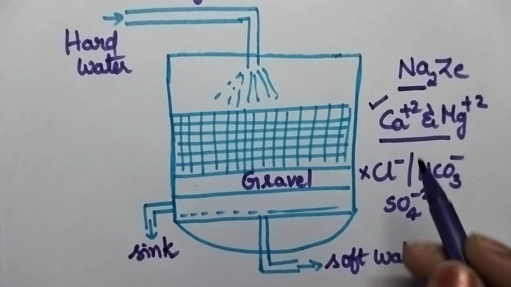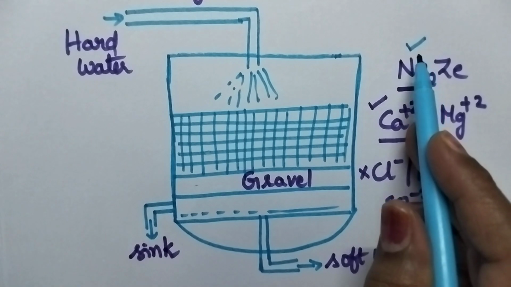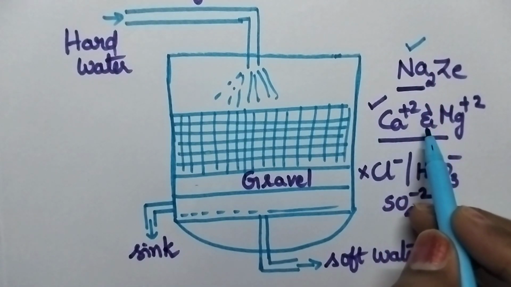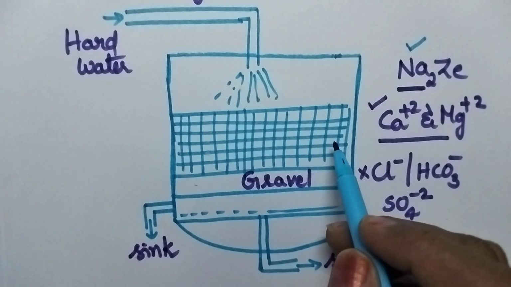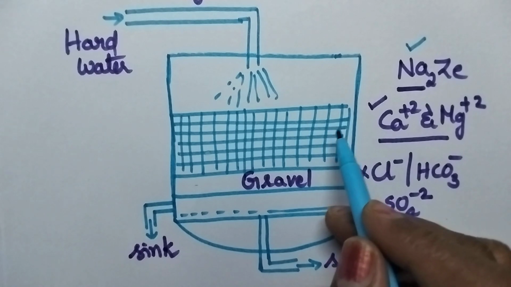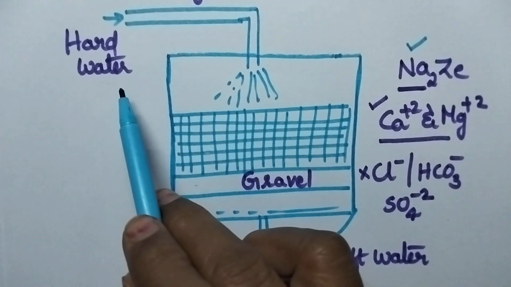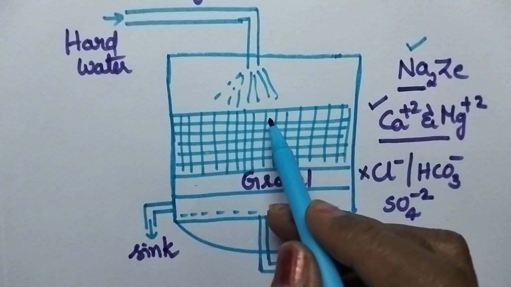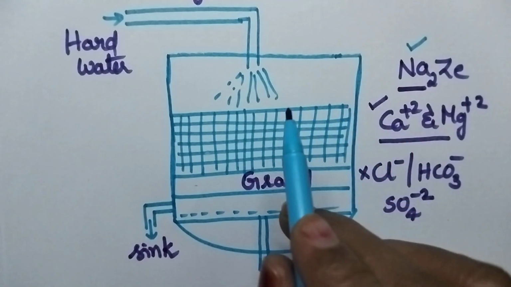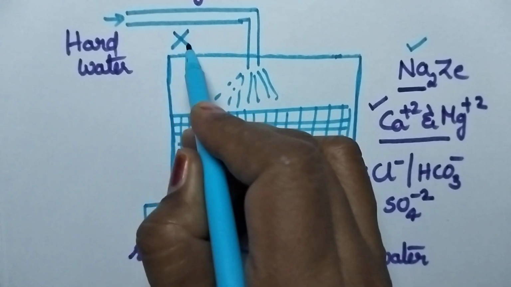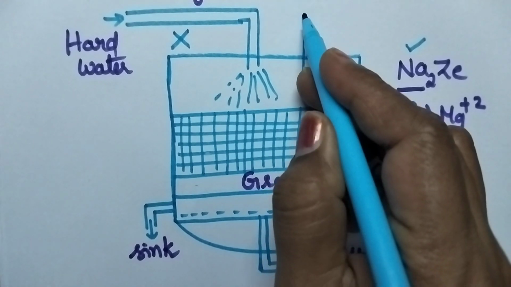After some time, if all the sodium ions present in the zeolite bed are replaced by the calcium and magnesium ions, then the zeolite bed is called an exhausted zeolite bed. It will not contain any sodium ions. At this moment, when hard water is passed, it is incapable of removing hardness producing cations from the water. So stop the passage of the hard water, and this zeolite bed can be regenerated by using brine solution.